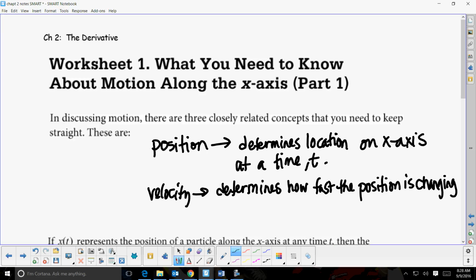And velocity also is going to give me a direction. Bless you, by the way. Moving to the left, moving to the right. Okay, so velocity is going to give you a direction. And then acceleration, it determines how fast the velocity is changing.